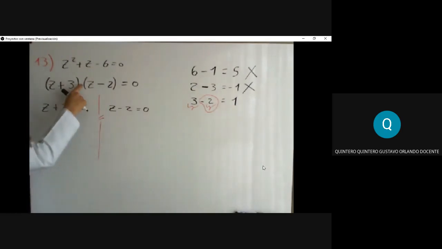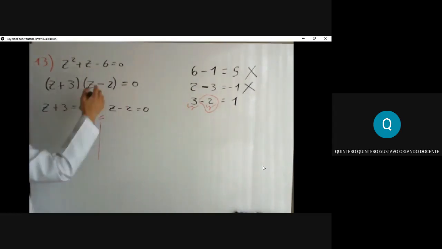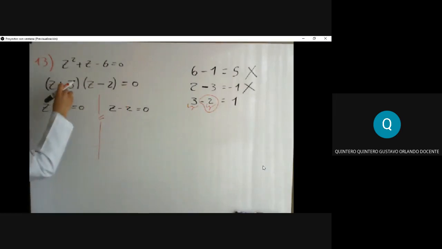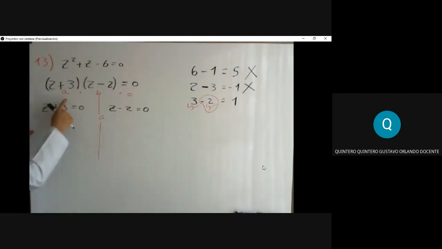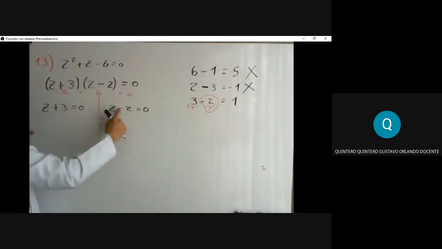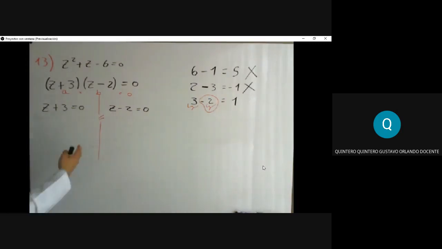Remember, we have a multiplication that is equal to 0. This is a times b equals 0. So we're going to open it. One is a equals 0 and one is b equals 0. From here, just solve each equation individually. z plus 3 equals 0. We want to isolate the z.